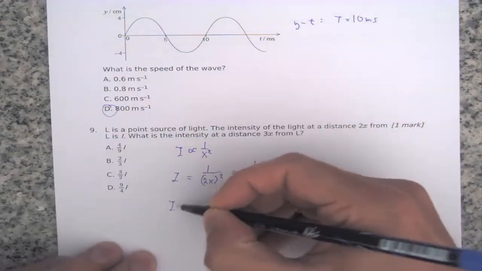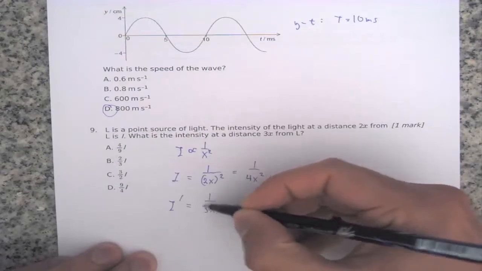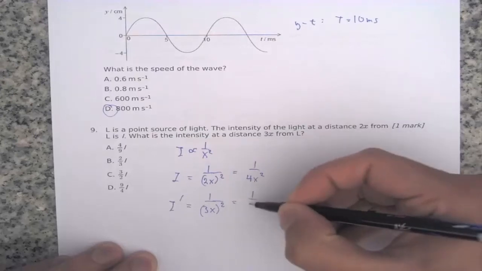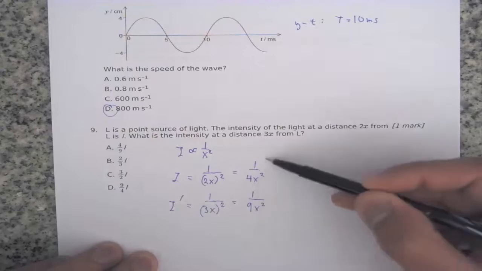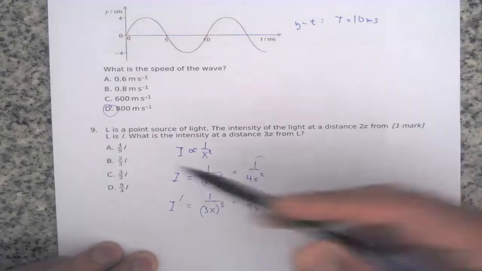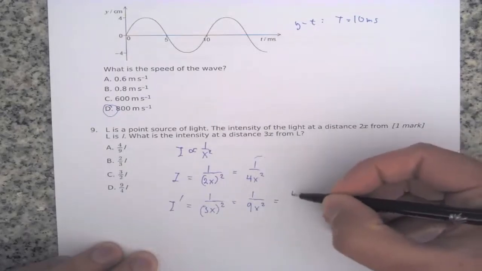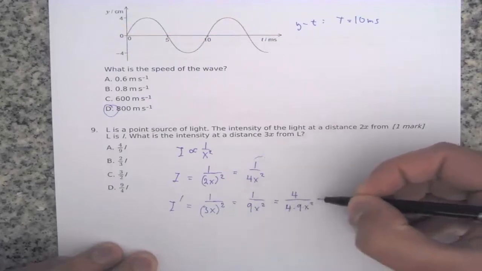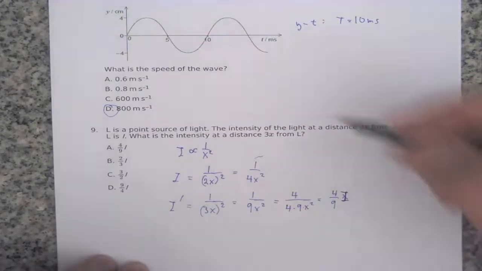The new intensity that we are looking for, let's call it I prime, is at distance 3x away from the source. So this is going to be 1 over 9x squared. And now somehow I need to create a relationship in order to find the relationship between I prime and I. So the easiest way to do it is to multiply both numerator and denominator by 4. So having this, you see that you can have 4I. So this is I. So the correct answer here is A.